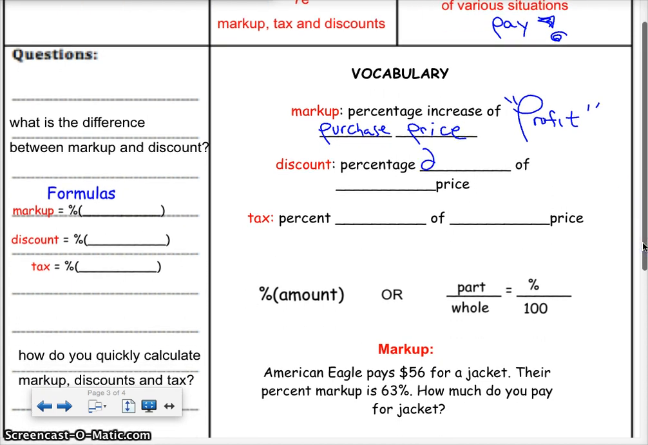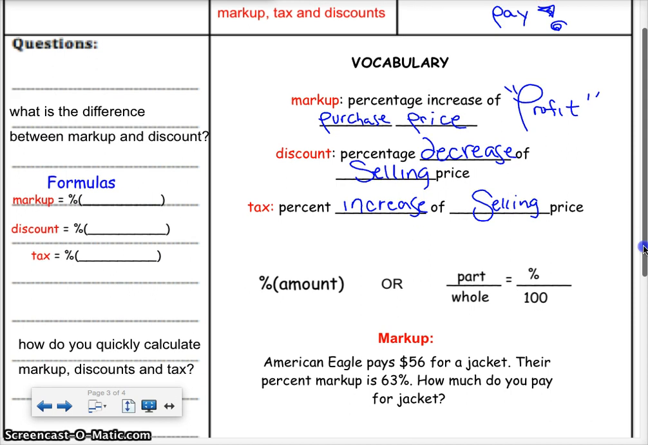Discount is a percent decrease of a selling price, okay? Decrease, meaning you don't pay as much. It decreases the total. And tax, this is from our state and federal government, it's a percent increase of the selling price. Okay? Two ways to find markup, discount, and tax. Two ways to find it.